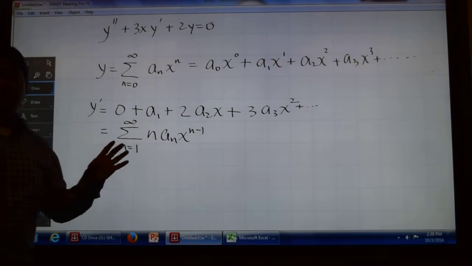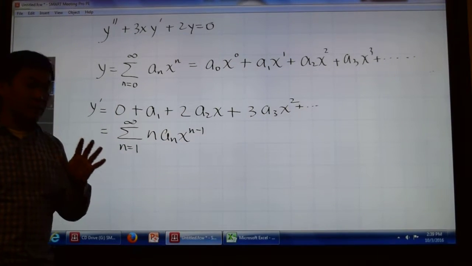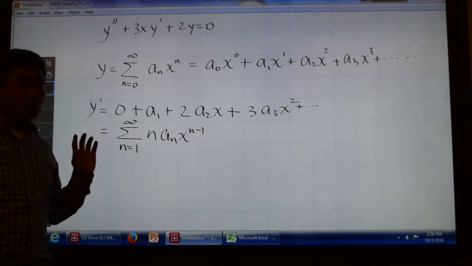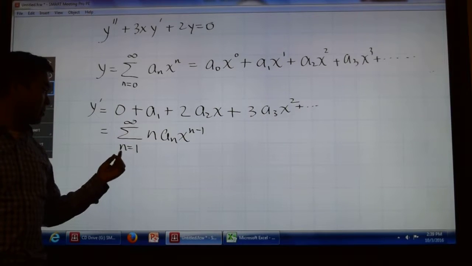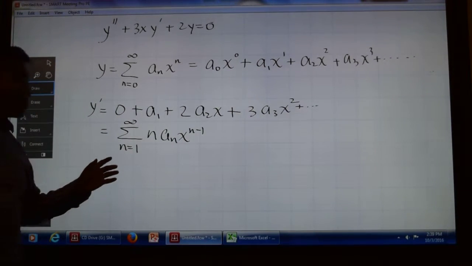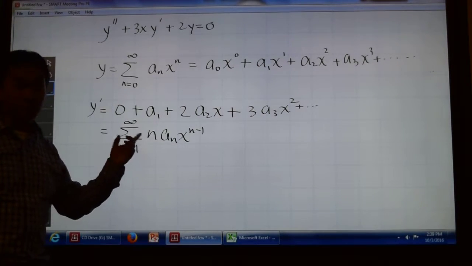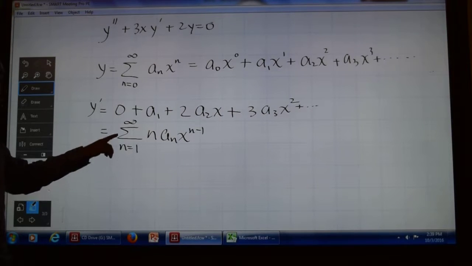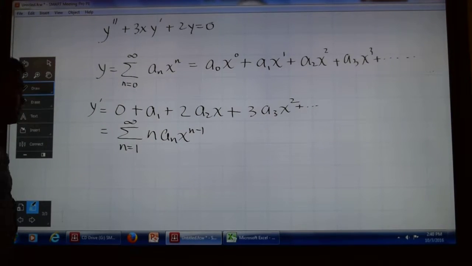Later on, we will do something called the Frobenius method. In that case, it will turn out that n equals 0 doesn't produce 0, and you will still start from n equals 0. So you will have to do it that way in the later, harder cases. For now, we will start from 1 because the very first term is gone.